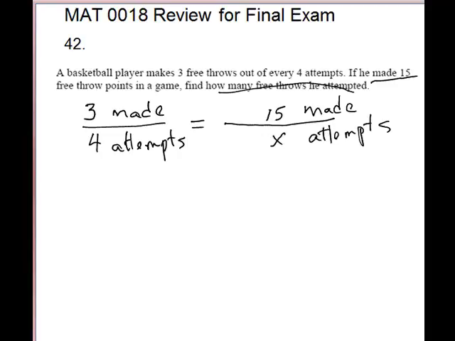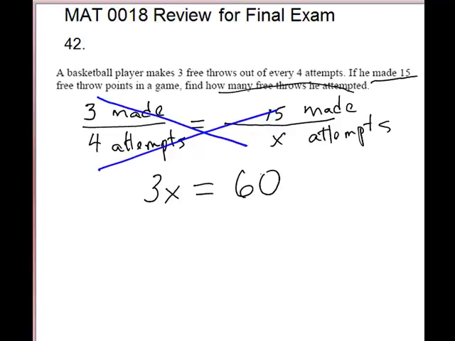So we'll do the cross products. 3 times x. 3x equals, other diagonal, 4 times 15 is 60. Plain equation, divide by 3. So we'll get x equals 20. So he attempted 20 shots, made 15.